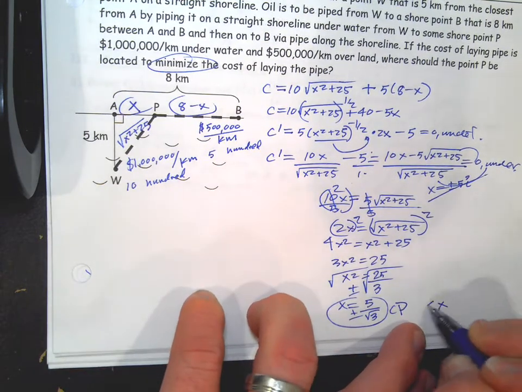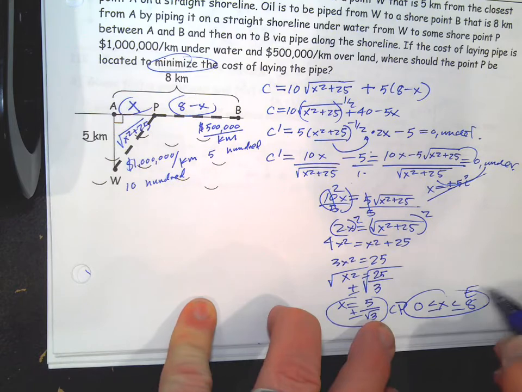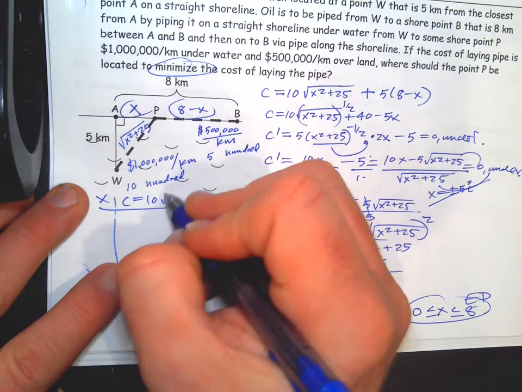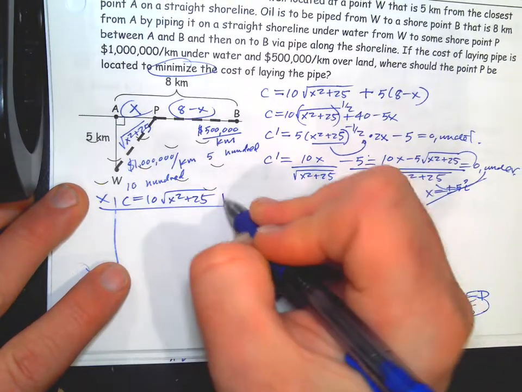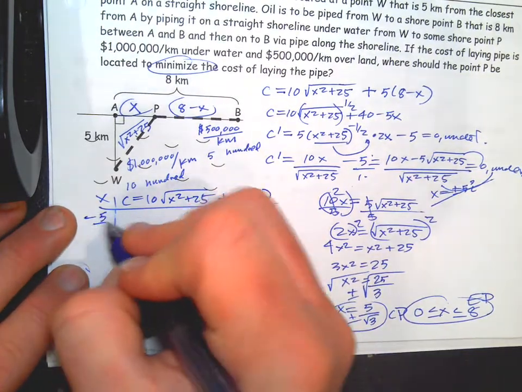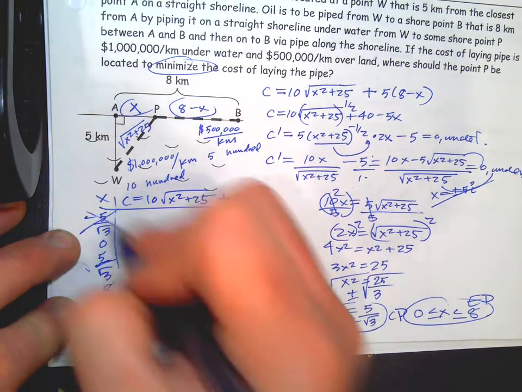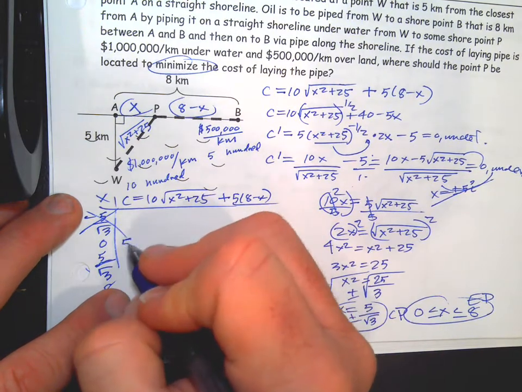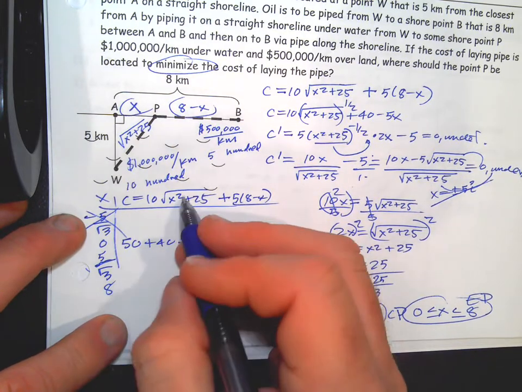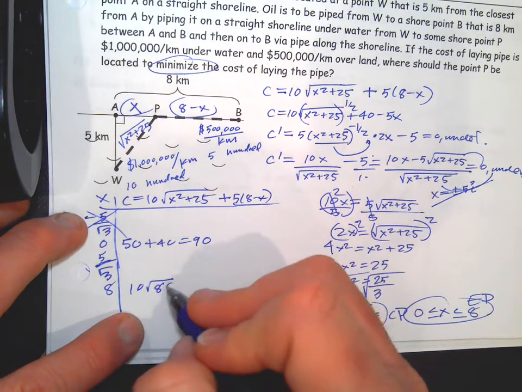Your endpoints are x could be 0. It's not going to be negative. And it could go up to 8. So now we need a table. Plug it into your cost function. So we're going to do negative 5 over root 3, 0, 5 over root 3, and 8. I'm not going to do that one. If you plug 0 in, you get 50 plus 40 equals 90. If you plug 8 in, you get 10 times the square root of 89, plus 0.